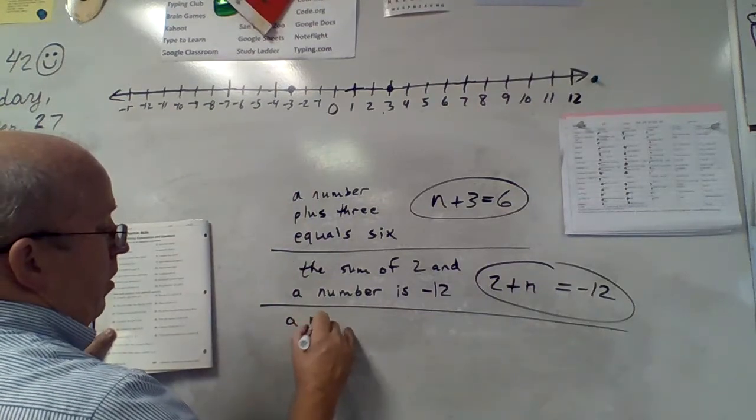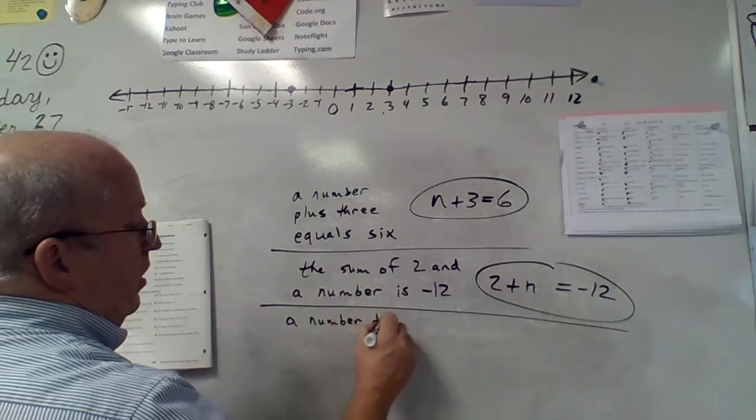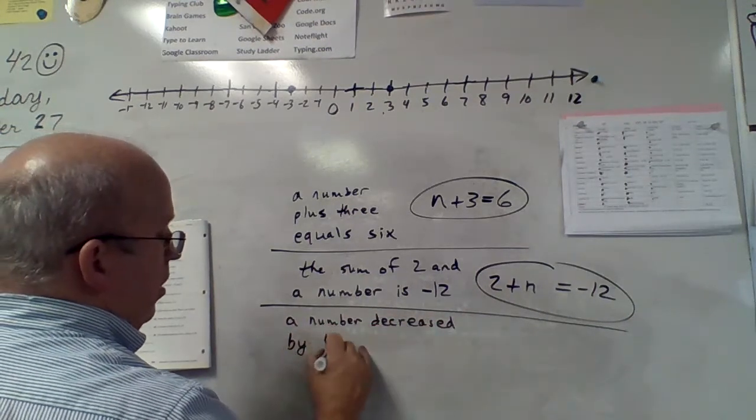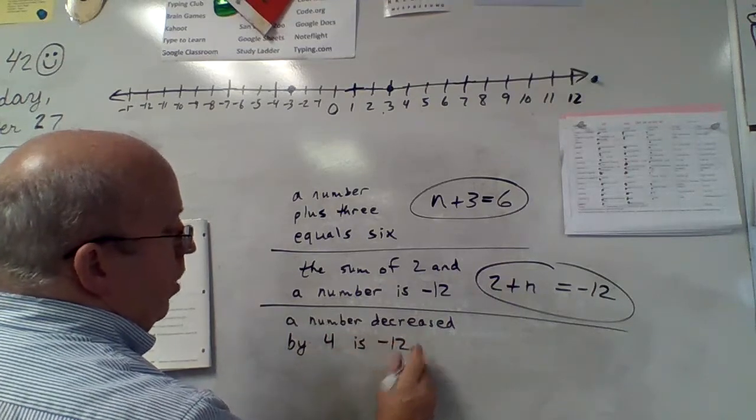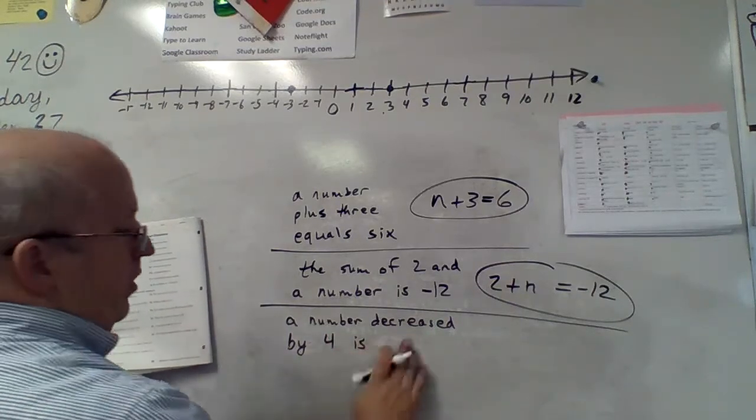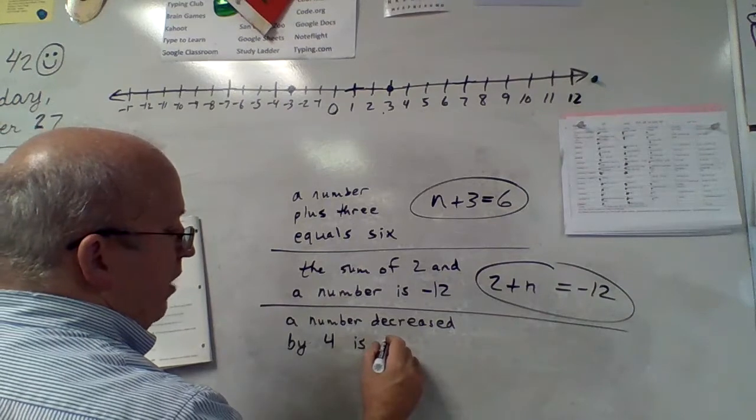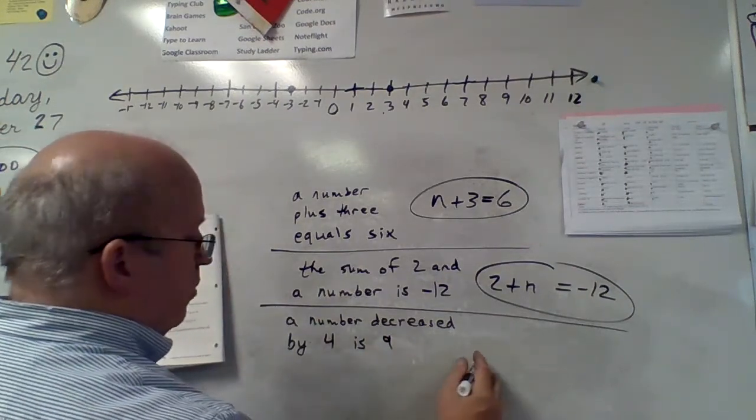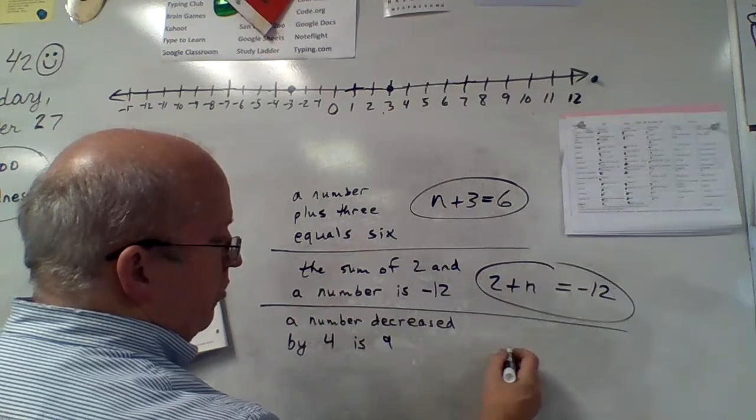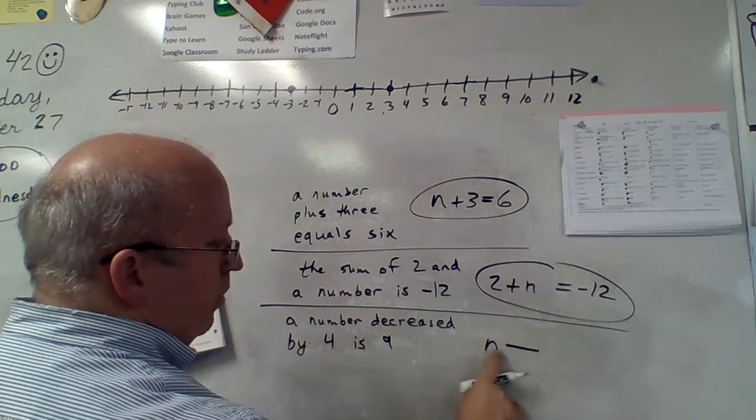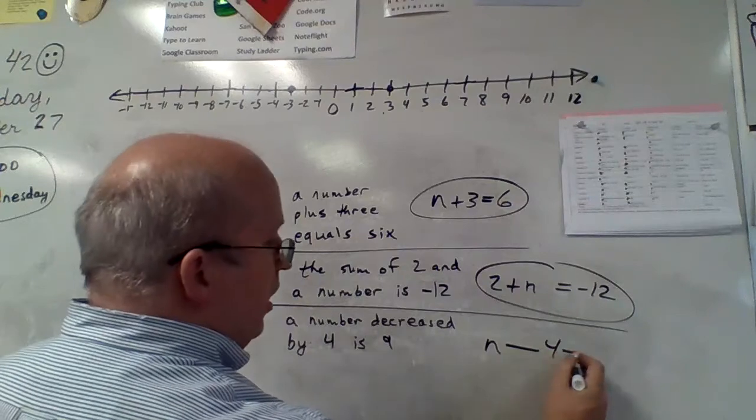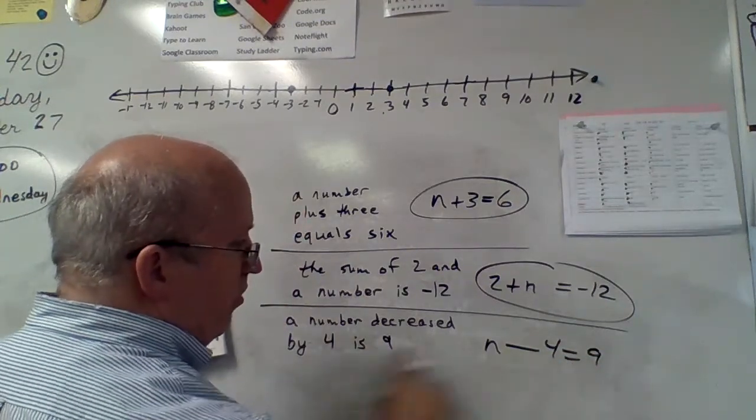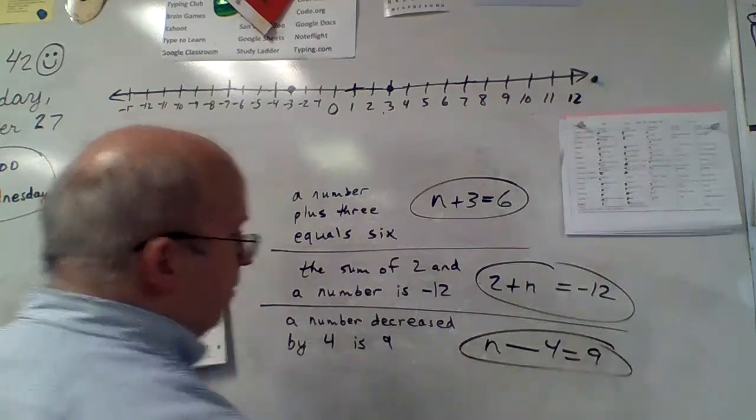How about something like this? A number decreased by 4 is negative 12. Oh, there's that negative 12 again. I don't know why I got that stuck on my brain. How about positive 9? A number decreased by 4. Number decreased by 4. Decreased is subtraction. So a number decreased by 4 is 9. My equal sign is the is. Is is the equal sign. There's my problem.